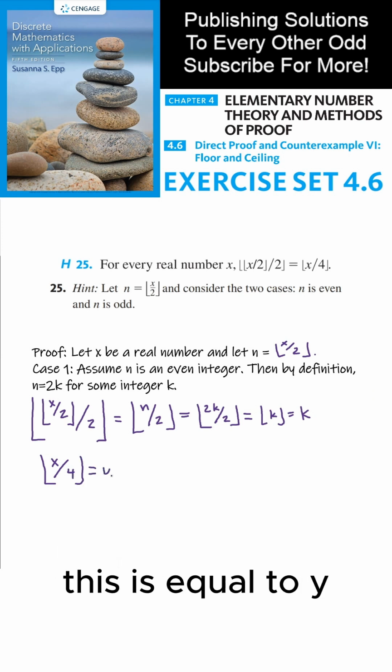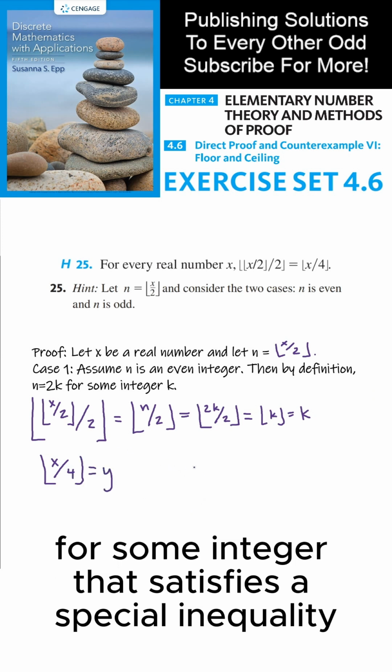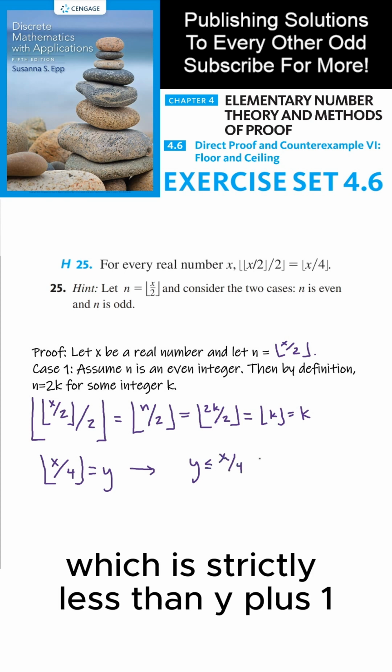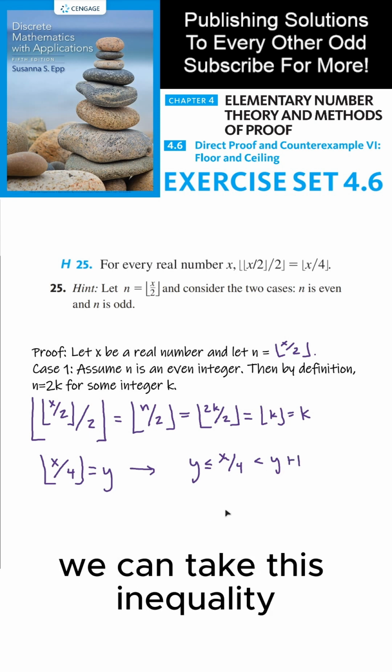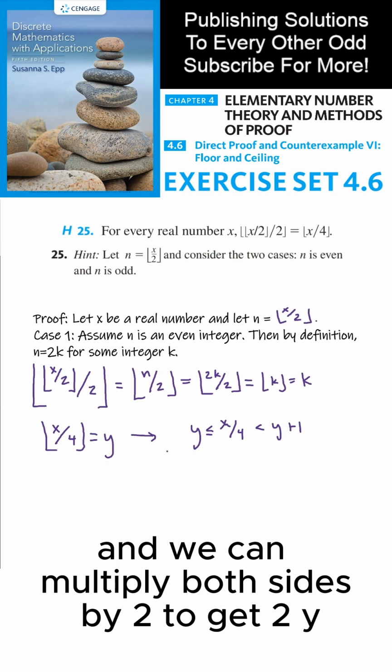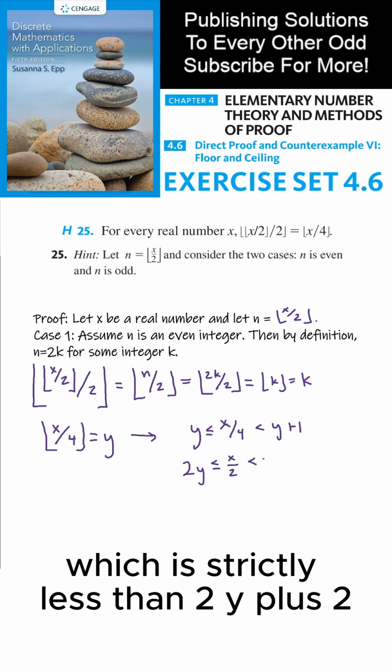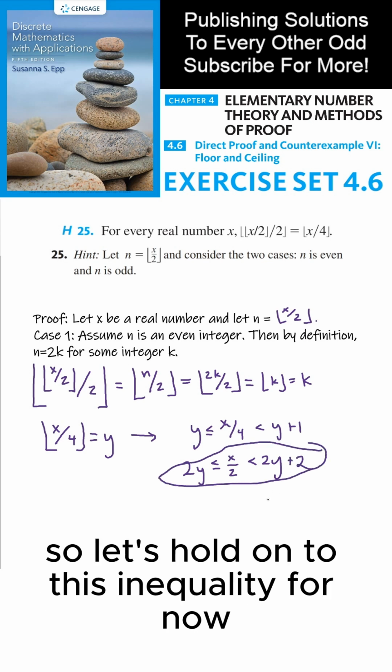Now on one hand, this is equal to y for some integer that satisfies a special inequality, specifically that y is less than or equal to x over 4, which is strictly less than y plus 1. That's from the definition. We can take this inequality and multiply both sides by 2 to get 2y is less than or equal to x over 2, which is strictly less than 2y plus 2. So let's hold on to this inequality for now.